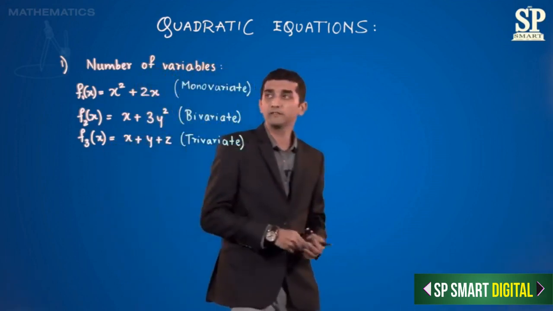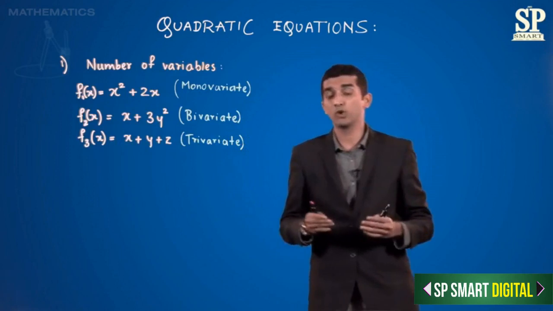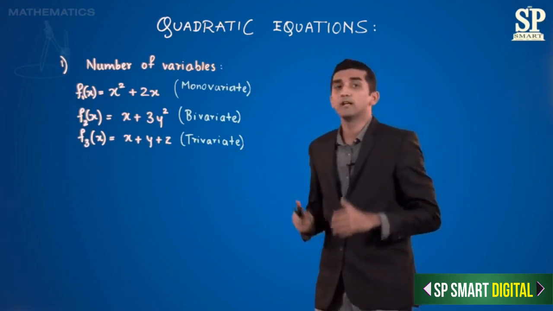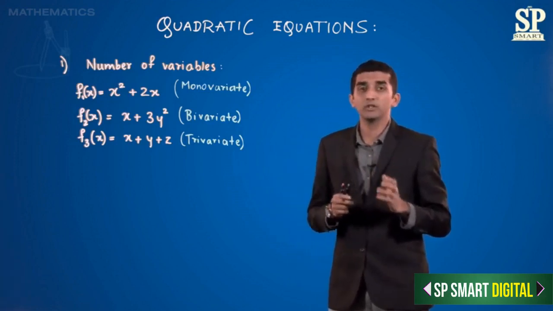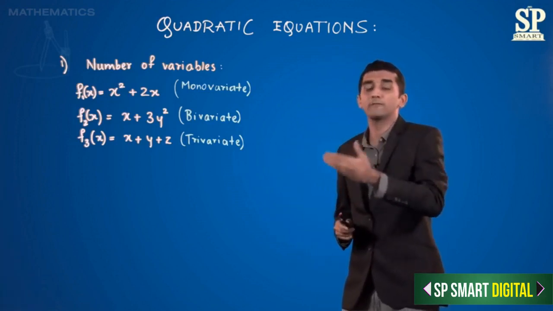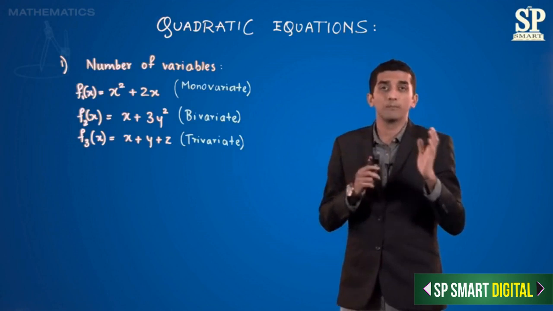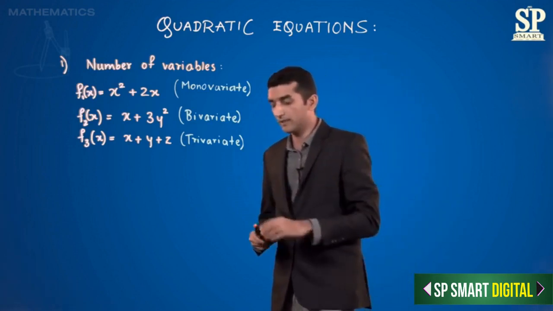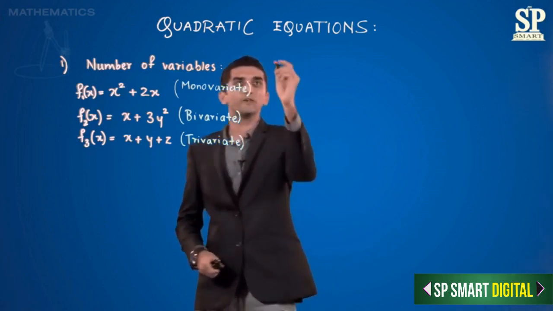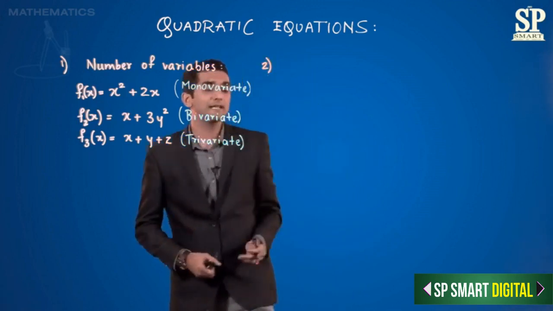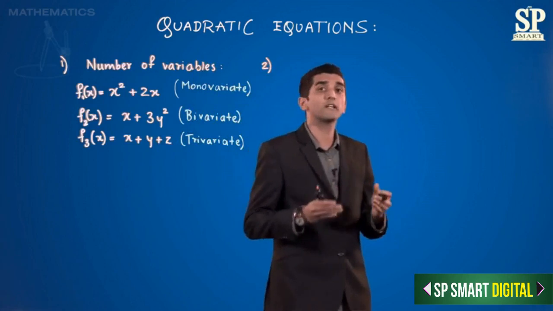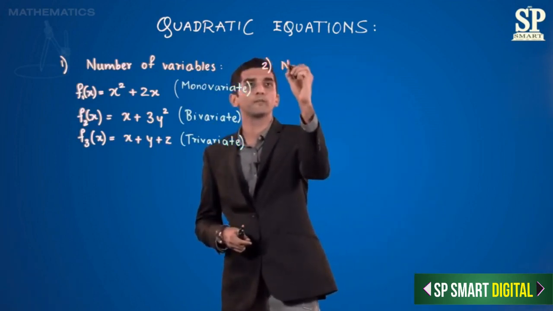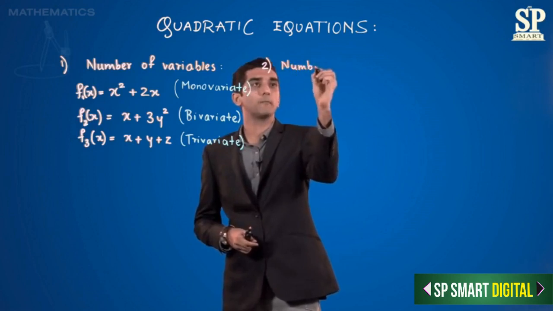Let me tell you friends, this classification is not very important from the point of view of this chapter, but it is indeed important to know how different classifications are possible for a particular polynomial. So this is the first kind of classification. The second kind of classification depends on the number of terms in a particular polynomial. So let us write that down, number of terms.